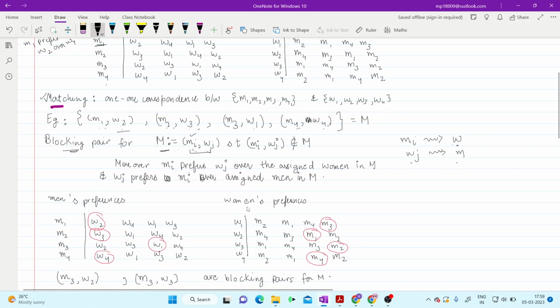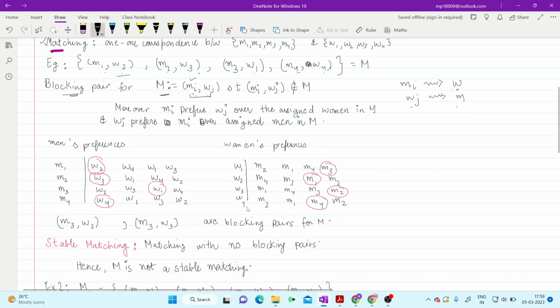So let's see an example of a blocking pair. Suppose we have the same list of data: four men and four women and their lists of preferences, and we are considering this matching. m1 is assigned w2, m2 is assigned w3, m3 is assigned w1, and m4 is assigned w4. And in the women's preferences also, w2 has been assigned to m1, and w1 has been assigned to m3. So we see that this is a matching.